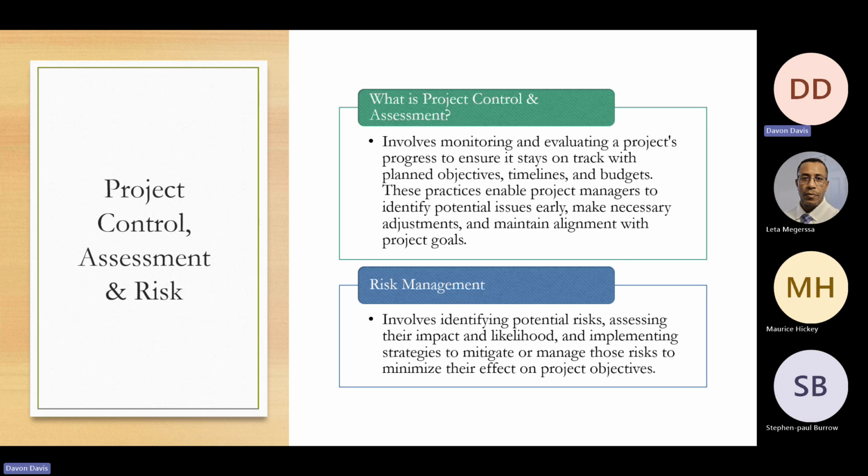All right, so what is project control and assessment? It involves monitoring and evaluating a project's progress to ensure it stays on track with planned objectives, timelines, and budgets. These practices enable project managers to identify potential issues early, in order to make necessary adjustments and maintain alignment with project goals. As well as something super important, which is risk management. Risk management involves identifying potential risks, assessing their impact and likelihood, and implementing strategies to mitigate or manage those risks to minimize their effect on project objectives.